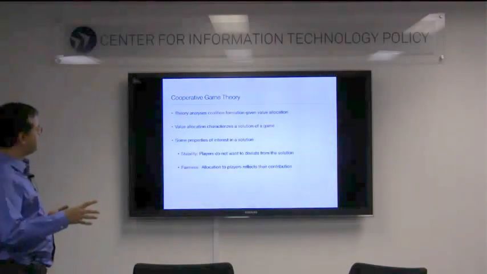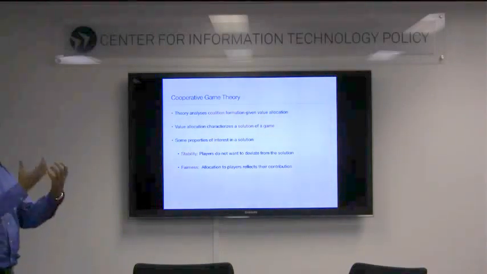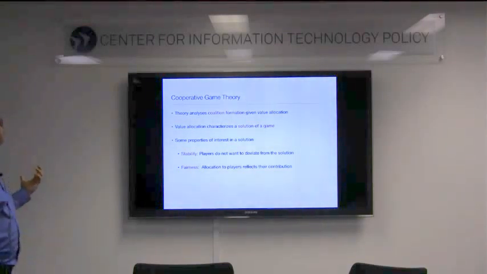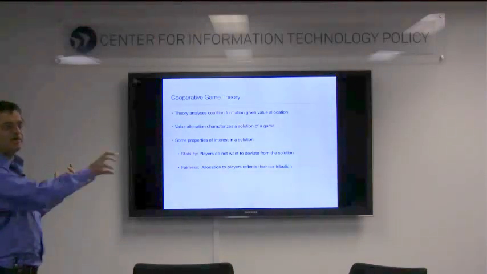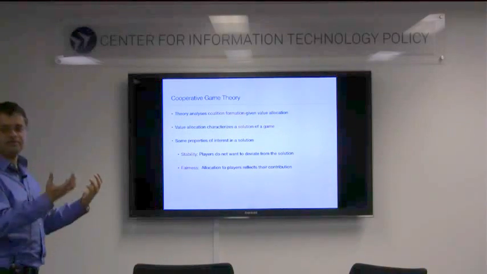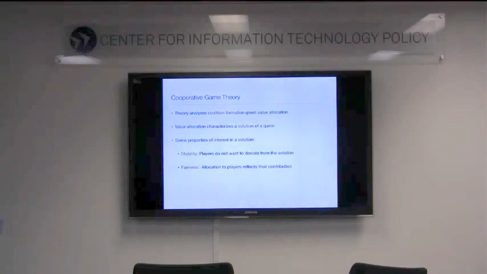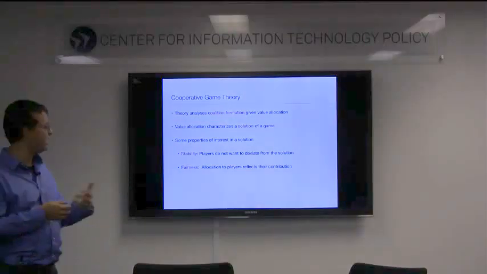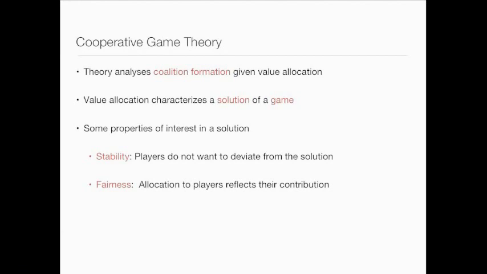And cooperative game theory is all about coalition formation given value allocation. So suppose a bunch of players get together, they generate some value. How is that value divided amongst the players? That's the whole idea about cooperative game theory, and any solution of a cooperative game is basically the value allocation. If they generate this value, how does it get divided amongst the players? And some properties of interest in a solution is stability, where people do not want to deviate from the solution, and then fairness. Is the allocation somehow reflective of the contribution that a player brings to this coalition?